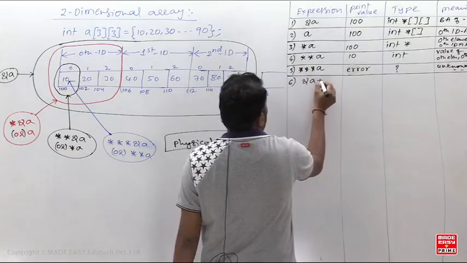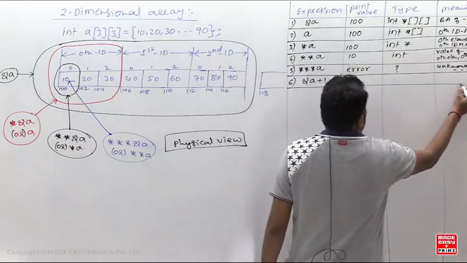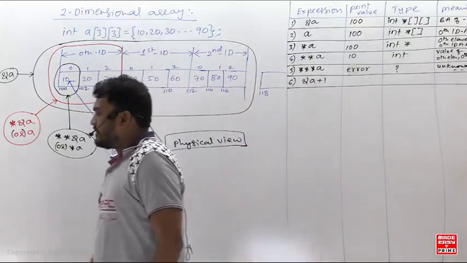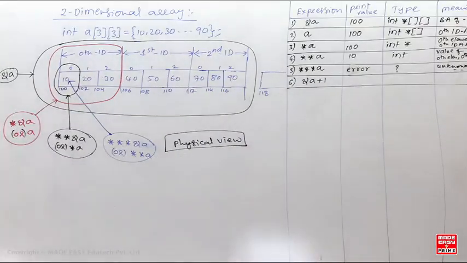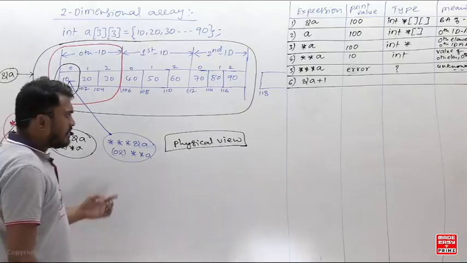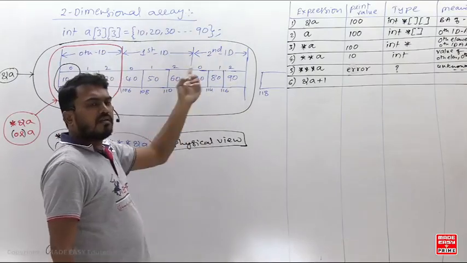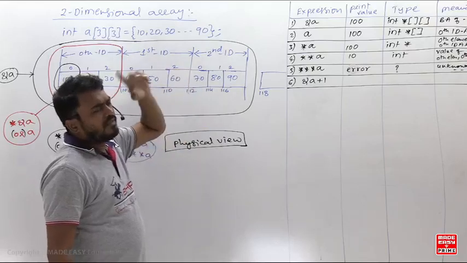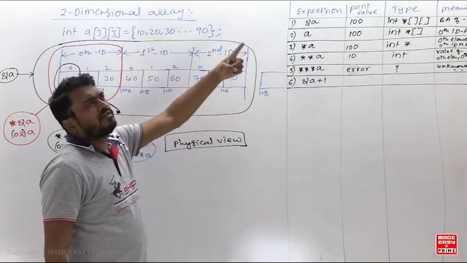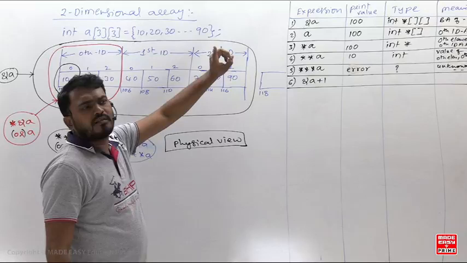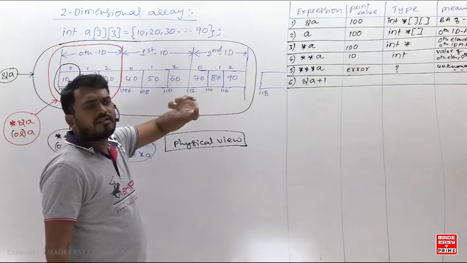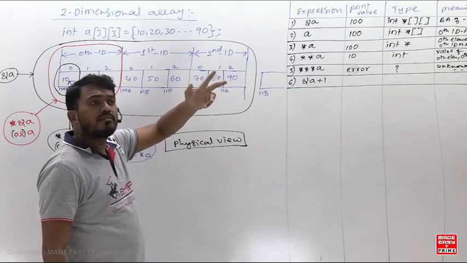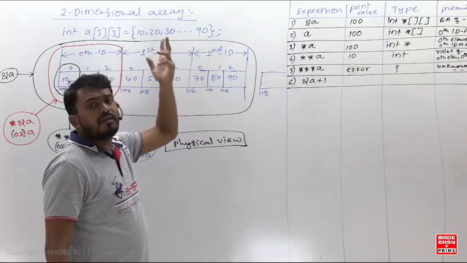So now tell me, interesting: ampersand A plus 1. Ampersand A means it is pointing to the entire 2D array. If I say plus 1, it will jump according to the 2D array size.